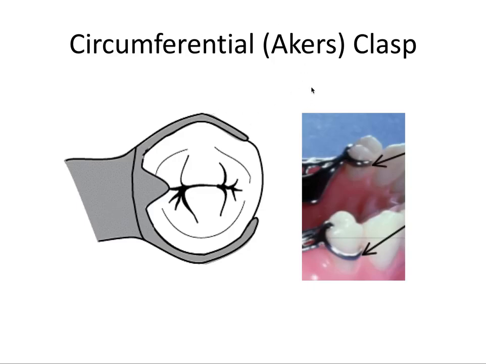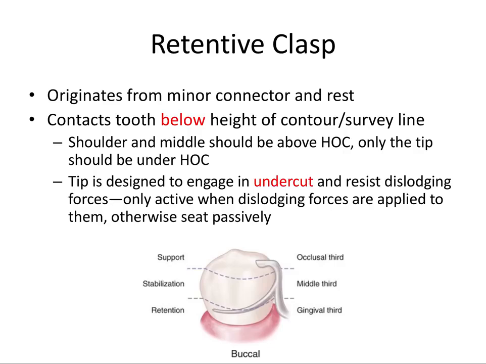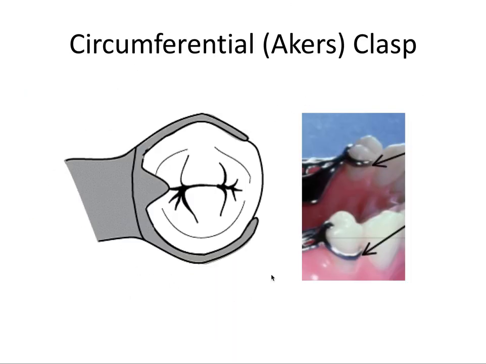So the circumferential or Akers clasp is perhaps the most commonly used clasp. And whenever in doubt on the board exam, this would be my guess. If they were asking you about a particular type of clasp, I would guess Akers clasp because, again, it's the most commonly used design by far. And so this is going to refer to both the retentive clasp arm and the reciprocal clasp arm together as a unit. Prior to this, we were talking about individual clasp arms, and now we're talking about the entire direct retainer as a unit.